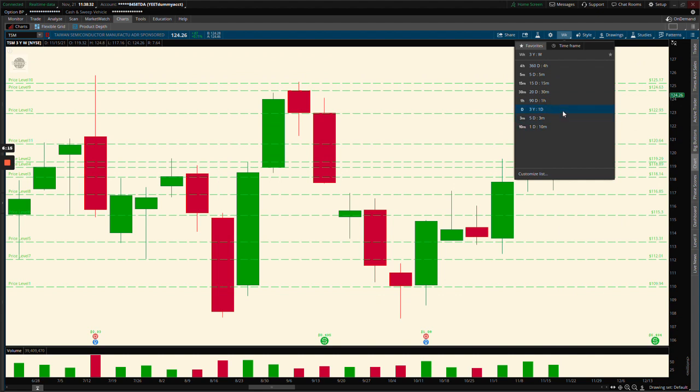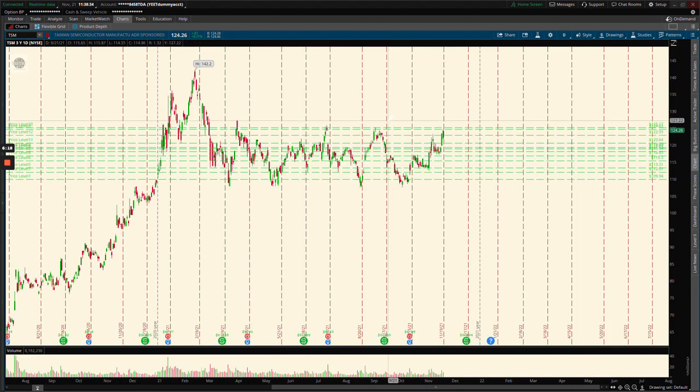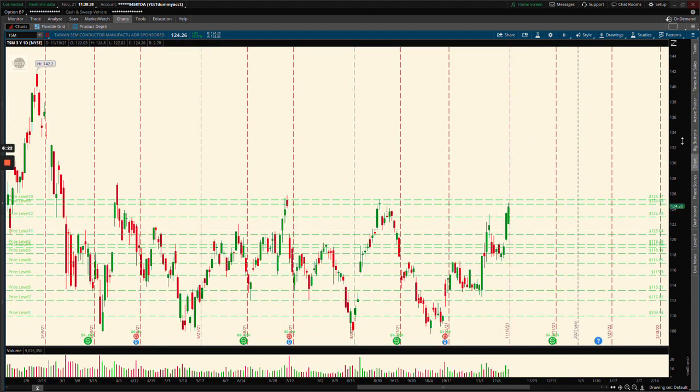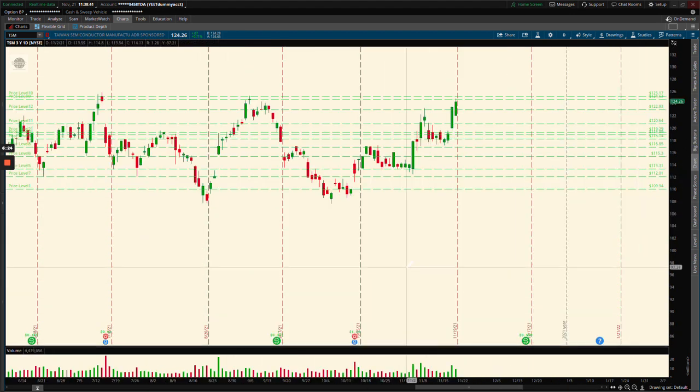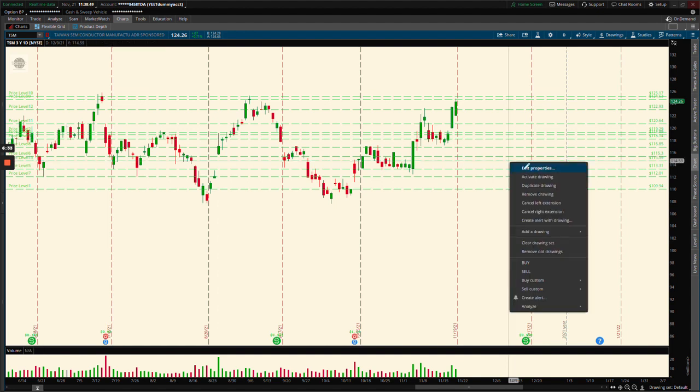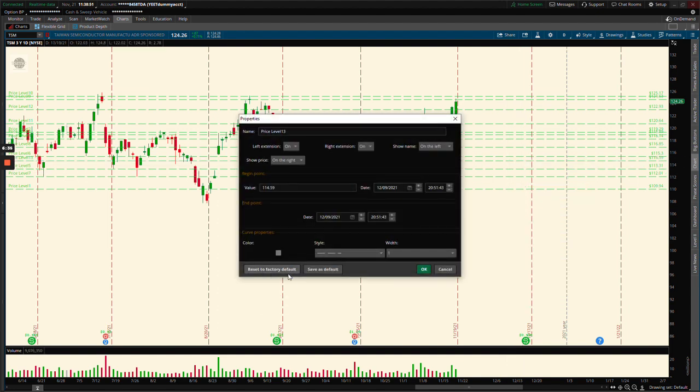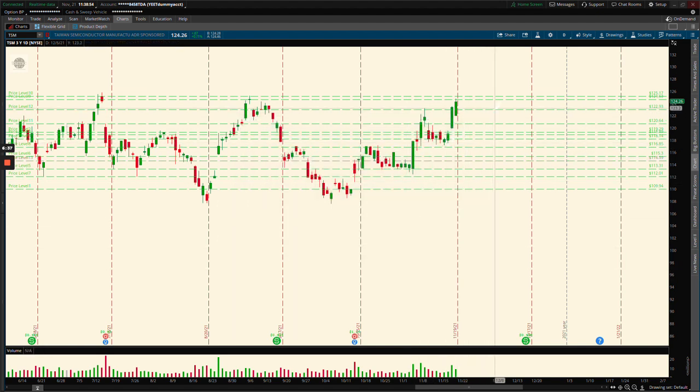I'm going to switch to daily here. And when you switch to daily, you're going to want to change your color, so that you don't get confused, because you're going to want to know which levels are most important. So if I see a weekly level, then I know that might be a really important level. If I see a daily level, it's important too, but not as important. So I'm just going to do the exact same process.